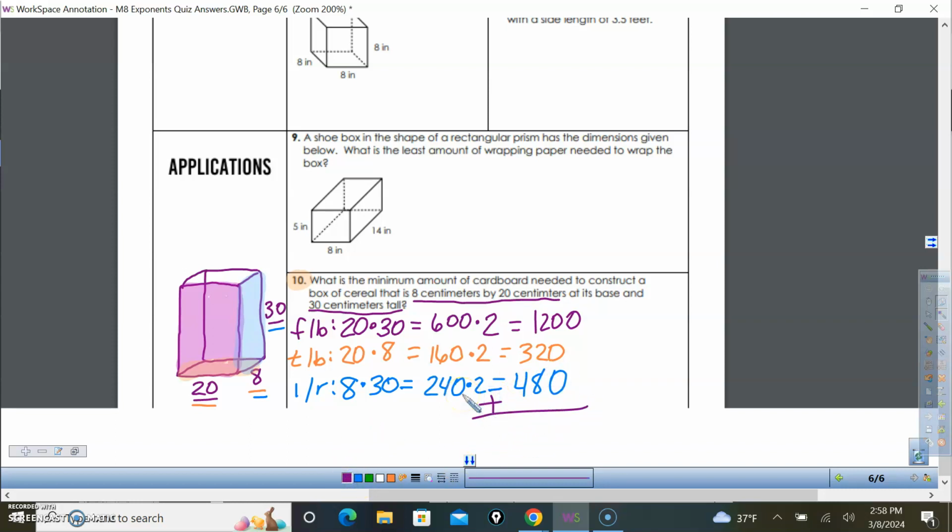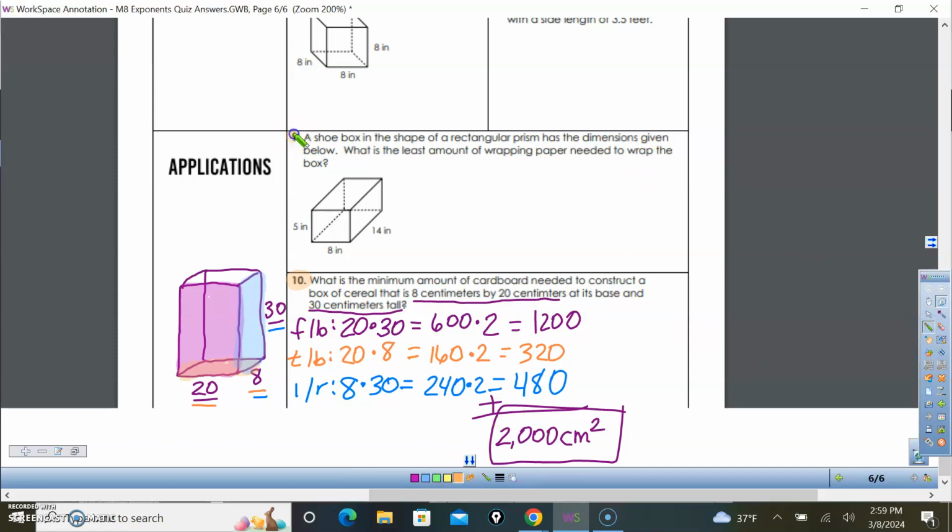So for your total surface area, you should be adding those together. And I am getting 2,000 on the bottom. So 2,000. And we were measuring in centimeters and its area, so we will square it. So 2,000 square centimeters.